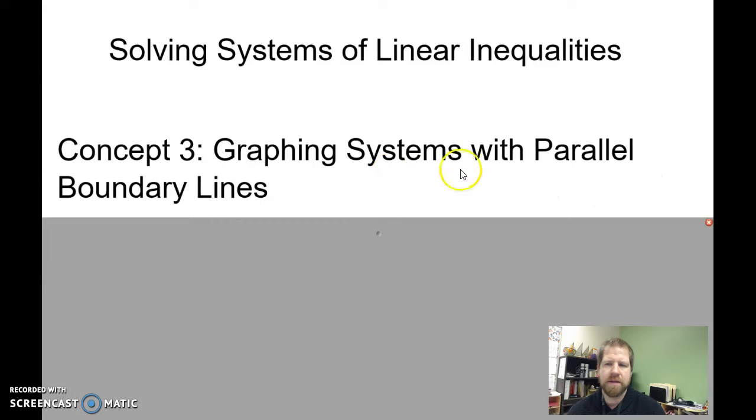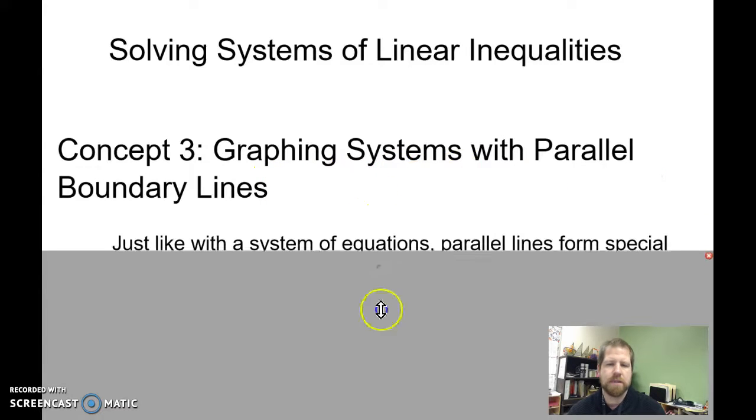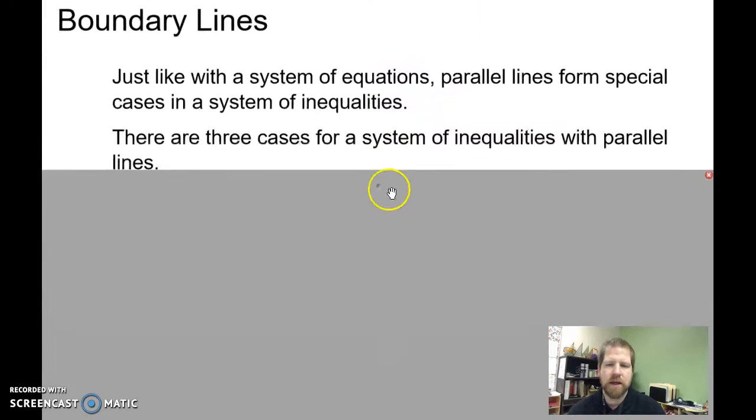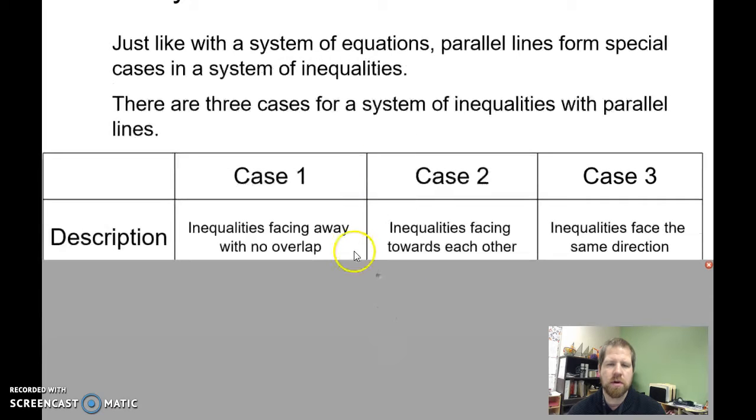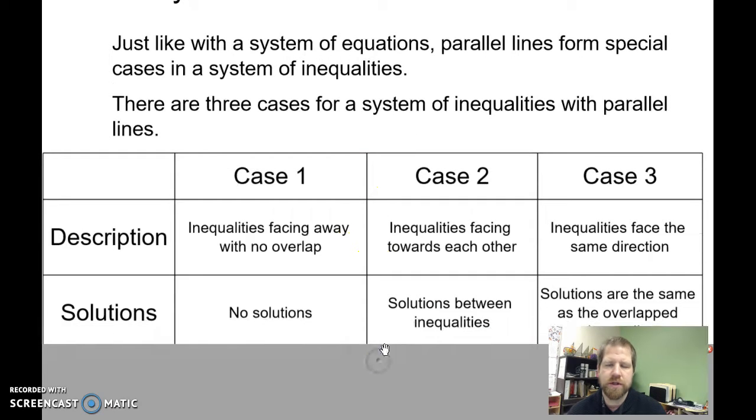Concept 3, graphing systems with parallel boundary lines. Alright, so just like absolute values or a system of equations, there are always going to be exceptions to the rule. And for systems of inequalities, we have 3 special cases.